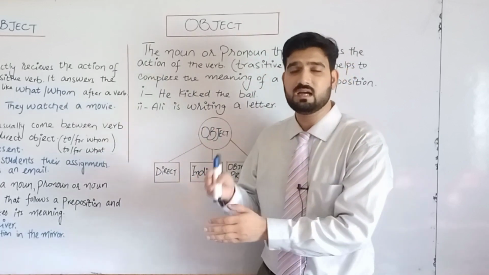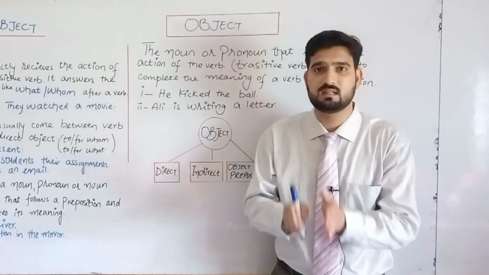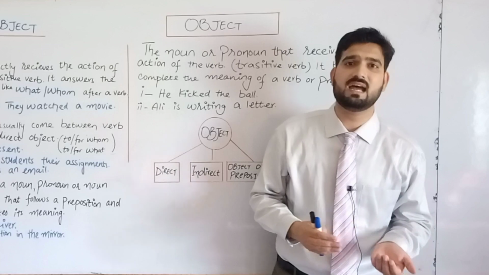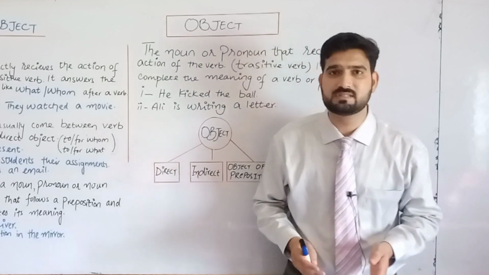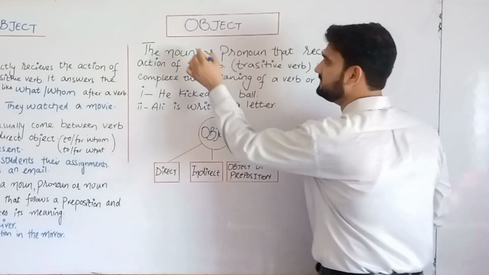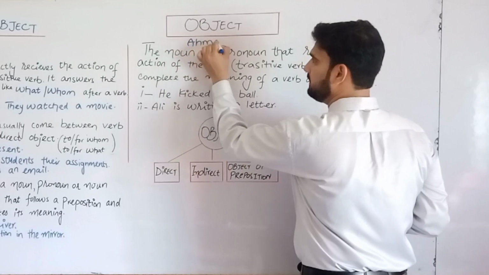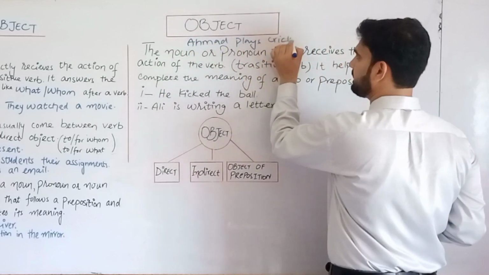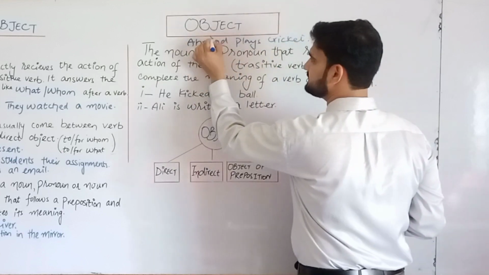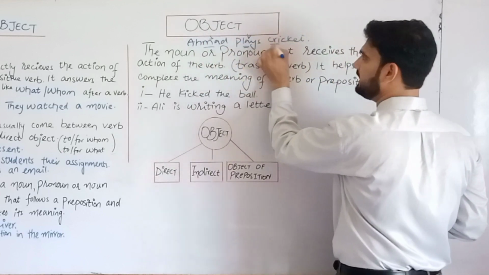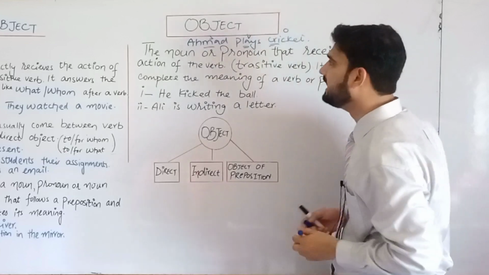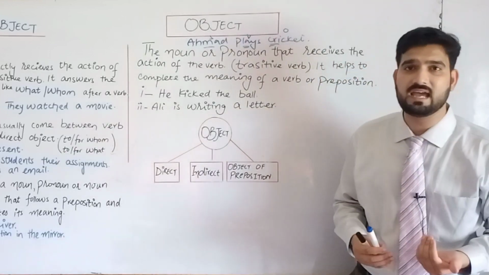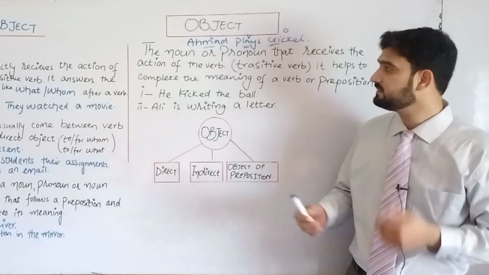There is a subject who does some action, the verb is itself that action, and the receiver of that action is an object. For example, Ahmed plays cricket. Here Ahmed is the subject, the verb is play, and the object is the receiver of that action. So what is an object? An object is the receiver of the action that is done by a subject.